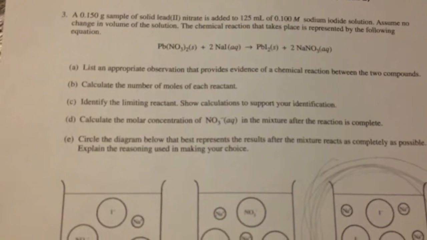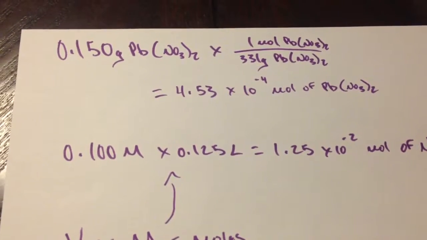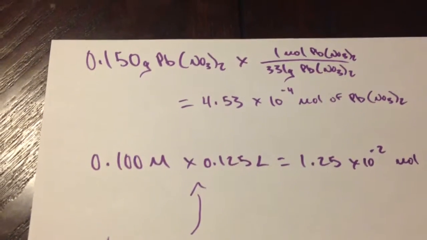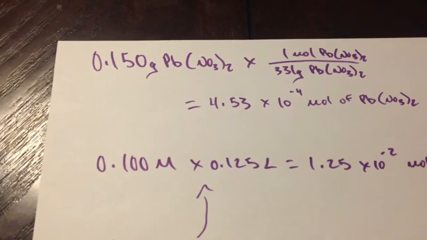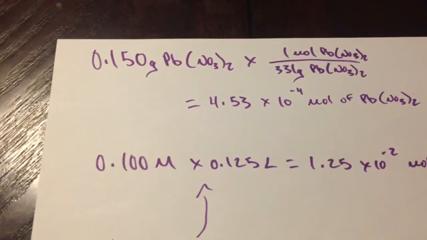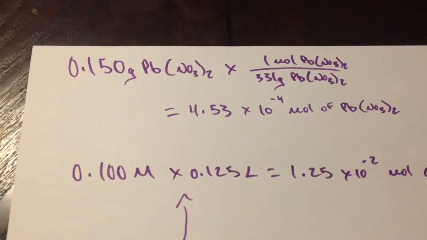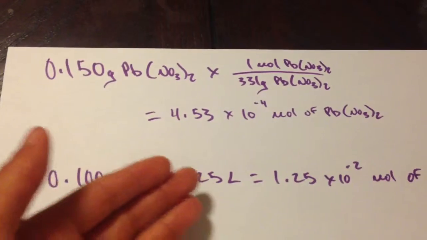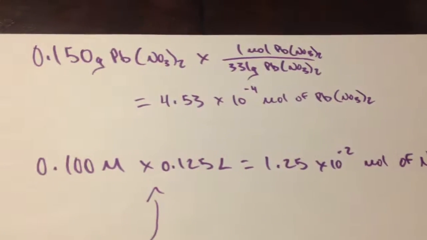Next, we have to calculate the number of moles of each reactant. So first we take 0.150 grams of Pb(NO3)2 and divide it by 331 grams per mole, which is the molar mass of the compound, to obtain the number of moles. And when we do that, we get 4.53 times 10 to the negative 4 moles of Pb(NO3)2.